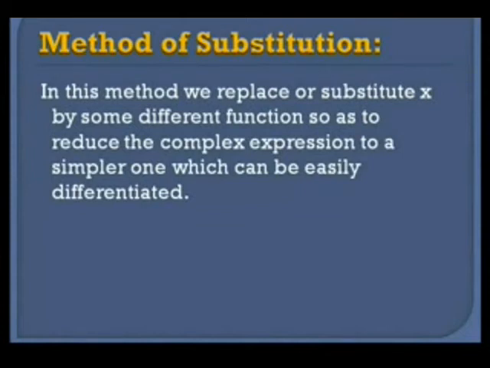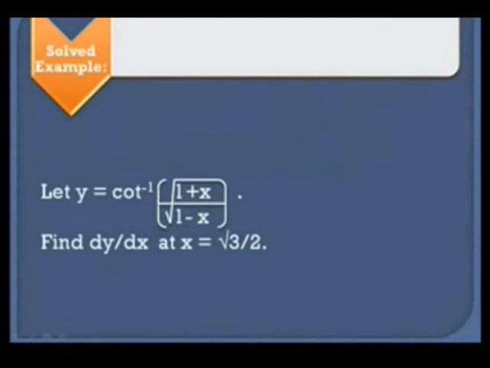So let's see an example. Let y is equal to cot inverse of under root of (1 plus x) divided by (1 minus x). This whole expression is under the root. Find dy by dx at the point x equal to root 3 by 2. So in this problem we have been given y equal to cot inverse of under root of (1 plus x) by (1 minus x), and we have to calculate the derivative at the point x equal to root 3 by 2. So let's see how to use the method of substitution in this problem.